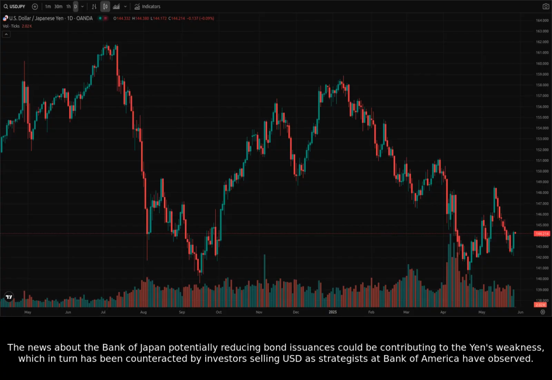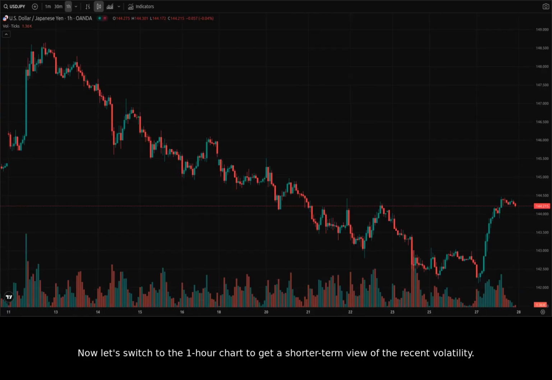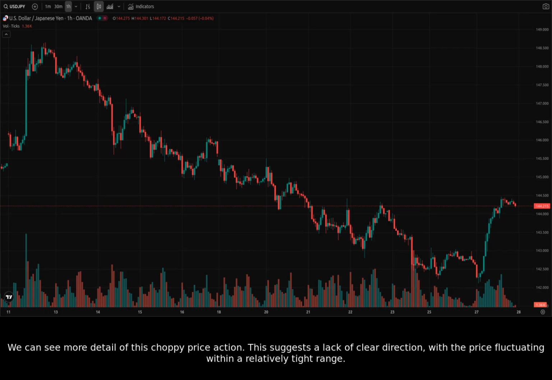The news about the Bank of Japan potentially reducing bond issuances could be contributing to the yen's weakness, which in turn has been counteracted by investors selling USD, as strategists at Bank of America have observed. Now let's switch to the 1-hour chart to get a shorter-term view of the recent volatility. We can see more detail of this choppy price action. This suggests a lack of clear direction, with the price fluctuating within a relatively tight range.